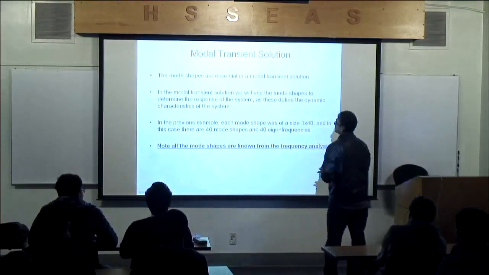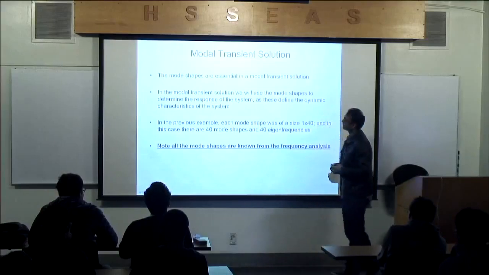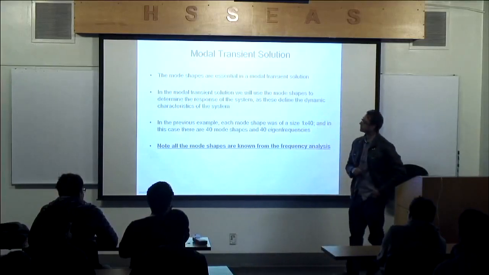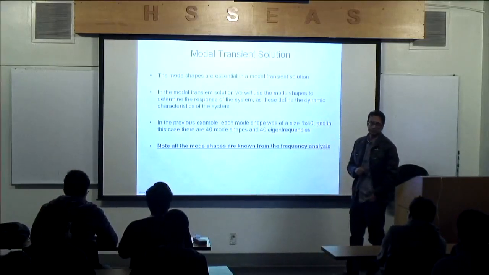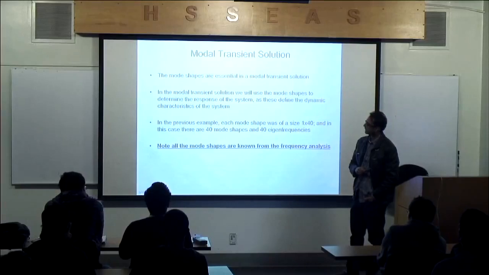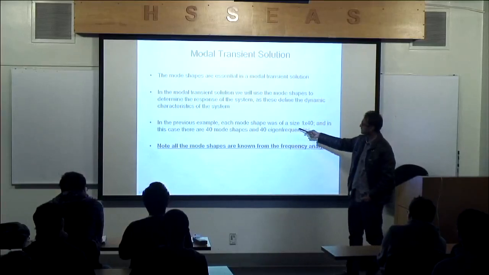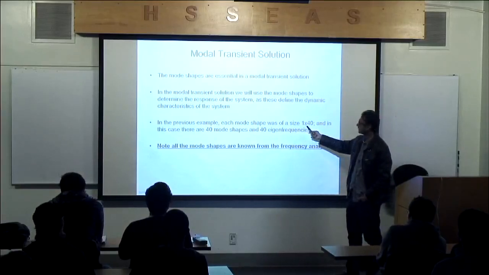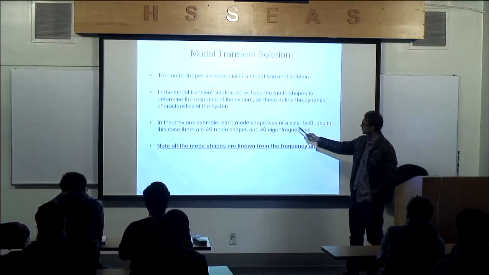In a modal transient solution, we will always use the mode shapes to determine the response of the system. That's really what we're trying to do, and we'll use these to define how the structure behaves. In the previous example, each mode shape was 1 by 40. And so in this case, we'll have 40 mode shapes and 40 eigenfrequencies.